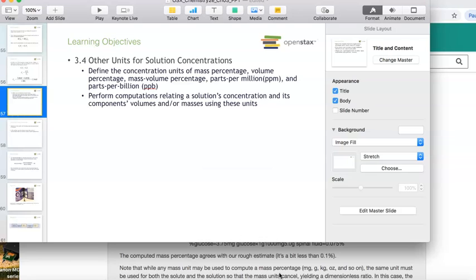Okay, so in our last section of chapter 3, we're looking at other units for solution concentrations. We're going to talk about concentration units of mass percentage, volume percentage, mass-volume percentage, parts per million, and parts per billion. And also perform computations relating a solution's concentration and its components, volumes, and/or masses using these units.